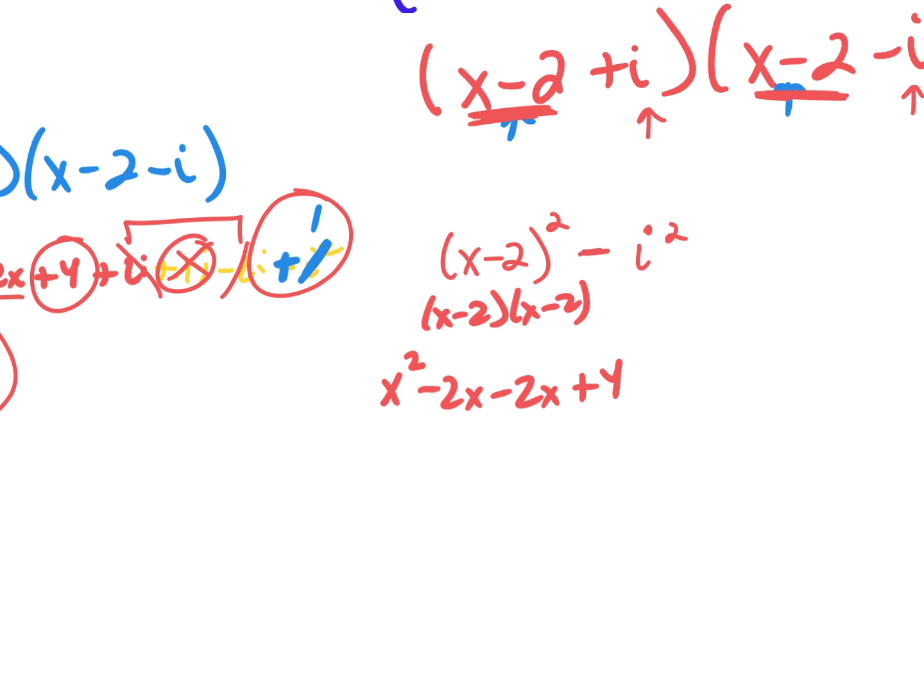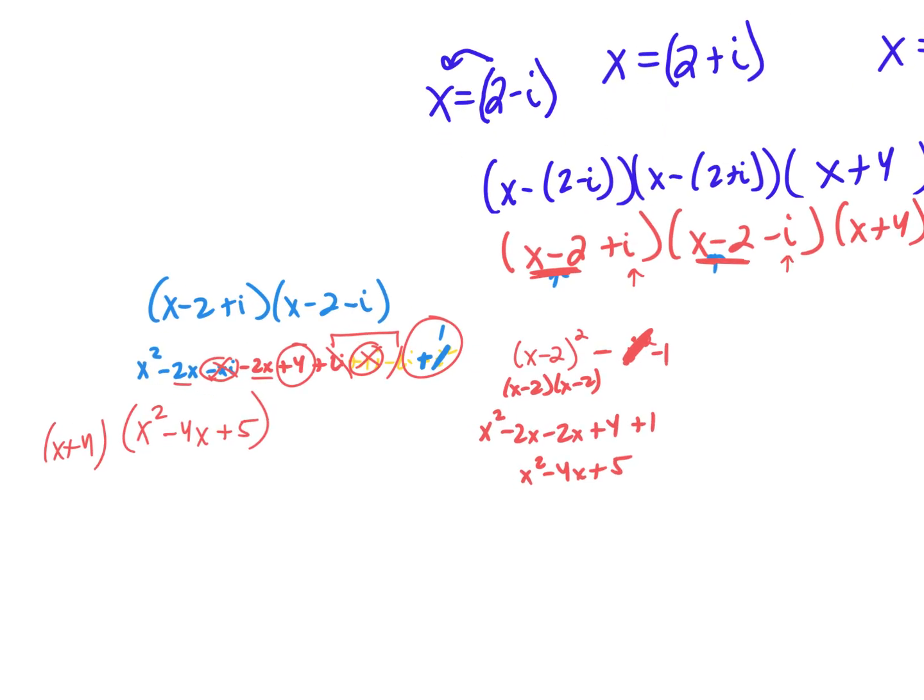You guys agree? Well, what is i squared? Negative 1. So minus a negative is the same as what? Plus 1. So if you combine like terms, do we get the same thing? Yes. You are more than welcome to multiply the whole thing out. It just can be a huge, huge mess. If you guys will follow the difference of perfect squares pattern, it'll work every single time.